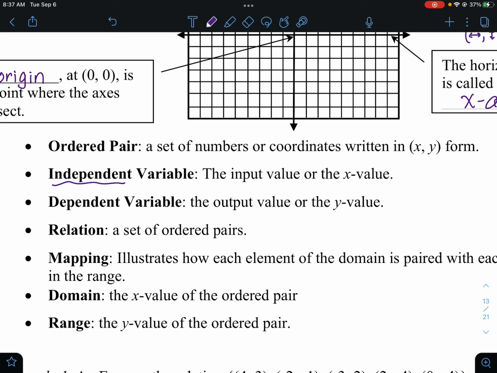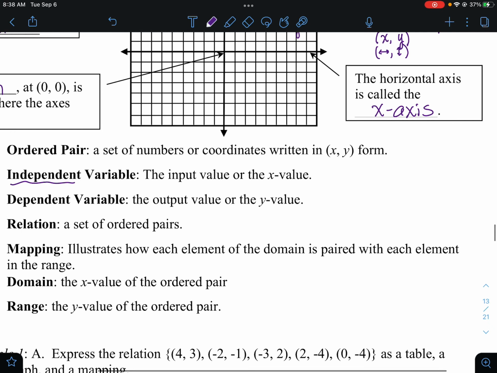Then we have what's called a mapping. A mapping is just a way to illustrate how each part of the domain is matched or paired with each element in the range. And we're going to go over domain and range. I could have also said how each x value is paired with each y value. Because domain is just your x value for your ordered pair, and then the range is your y value. So how I remember that is D comes before R in the alphabet, and X comes before Y. So D and X go together, domain and X, range and Y go together.